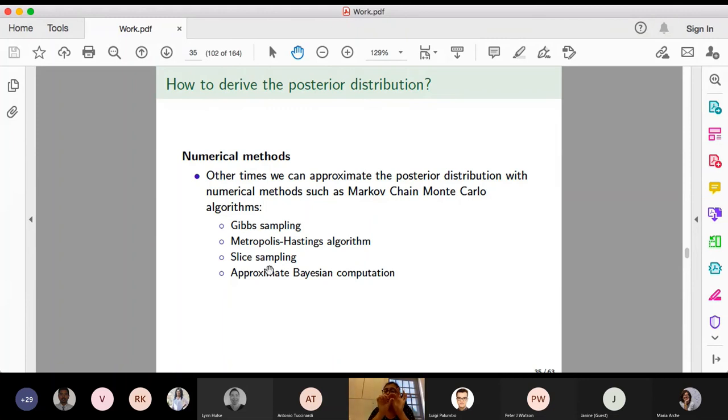So rather than a mathematical expression, we will get a sample of values for this parameter that come from the true posterior distribution. And there are different algorithms, just mentioned here. In case you are interested, you can look into this further, but I will not go into detail. Now, if you are applying this approximate method, you really need to check that the sample you're getting has converged to the posterior distribution that you are approximating.